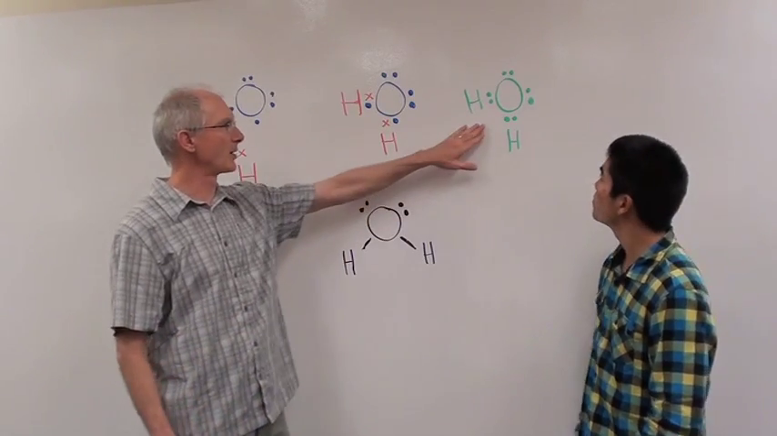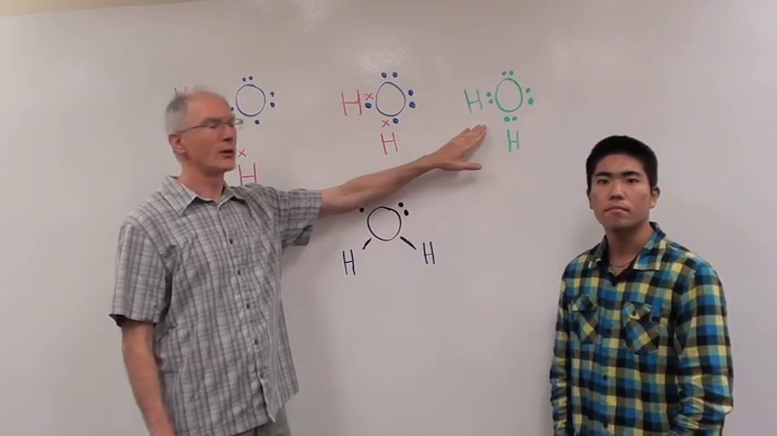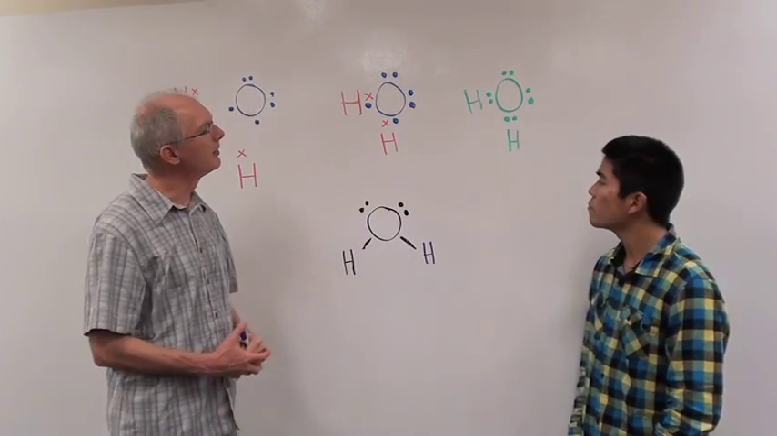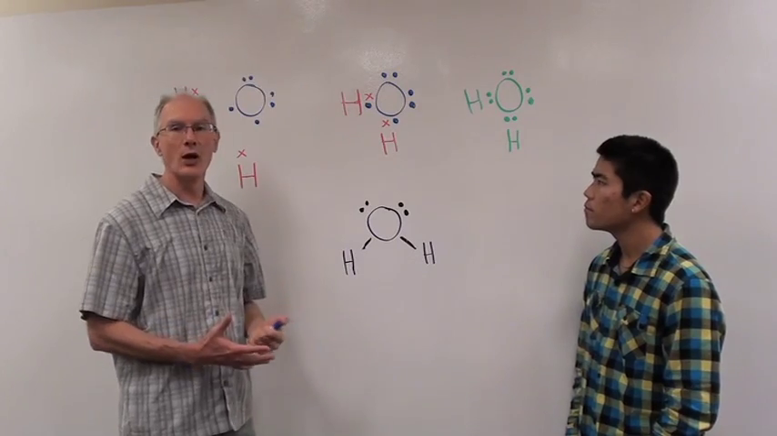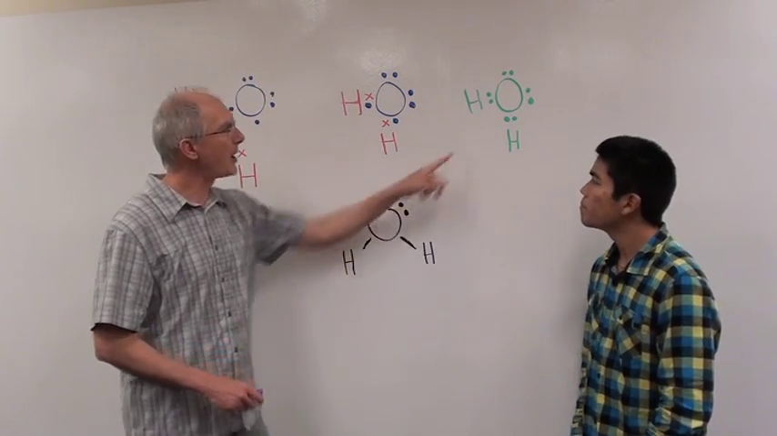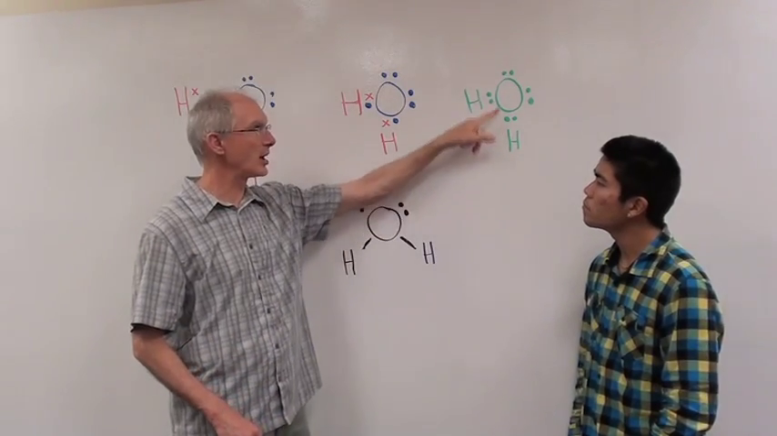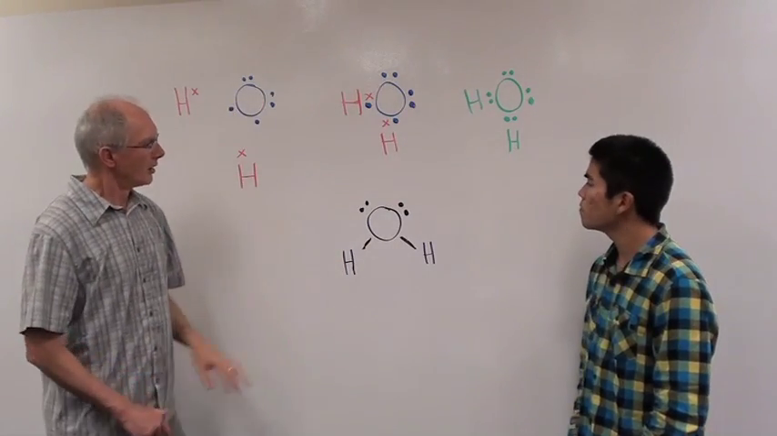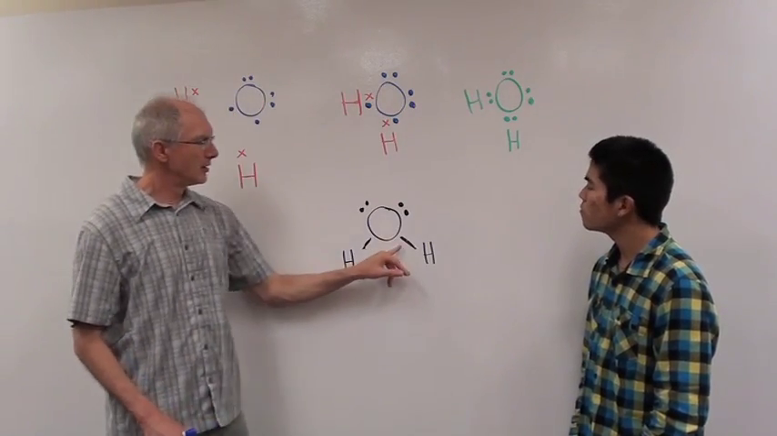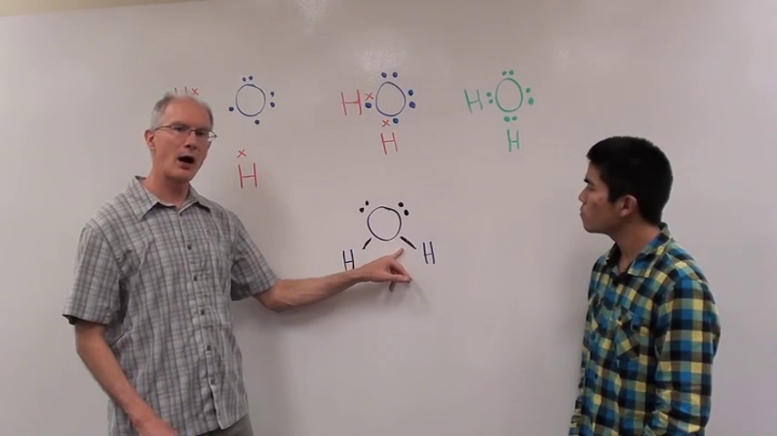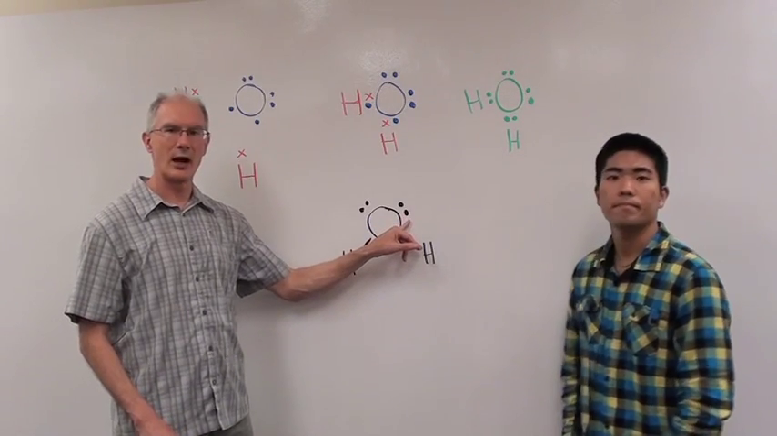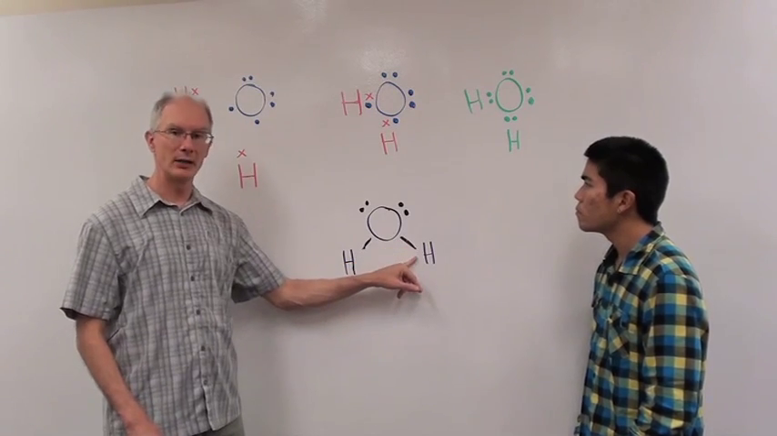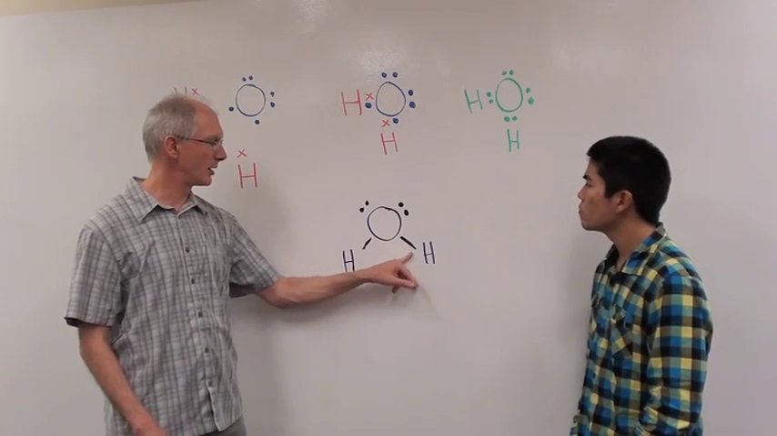So maybe a more accurate way to represent it is like this, where all the electrons are kind of equal, and you don't really know which ones came from which. But these 2 electrons are still shared between the oxygen and the hydrogen. The electrons in the bond are actually different than the electrons that aren't being shared, right? And we call these bonding electrons, and that represents 2 electrons.